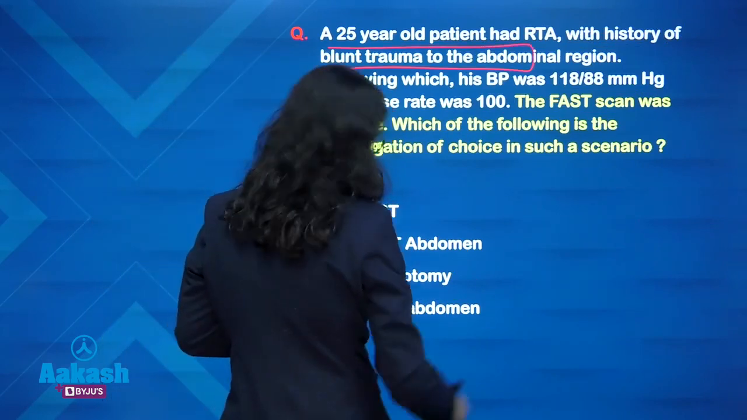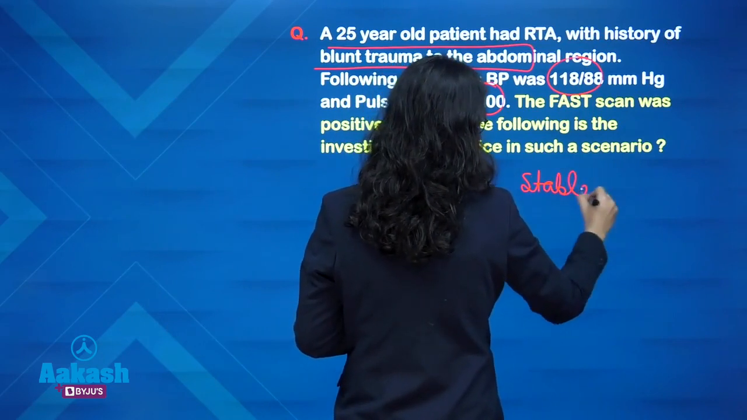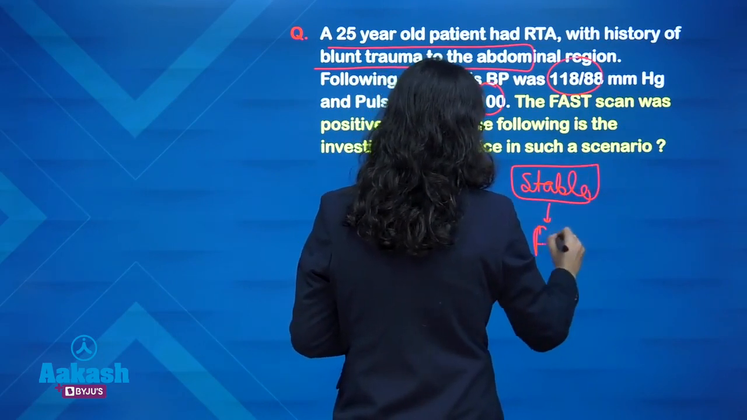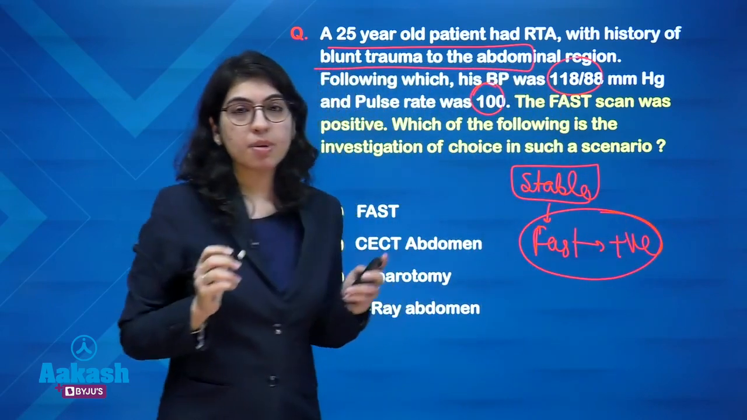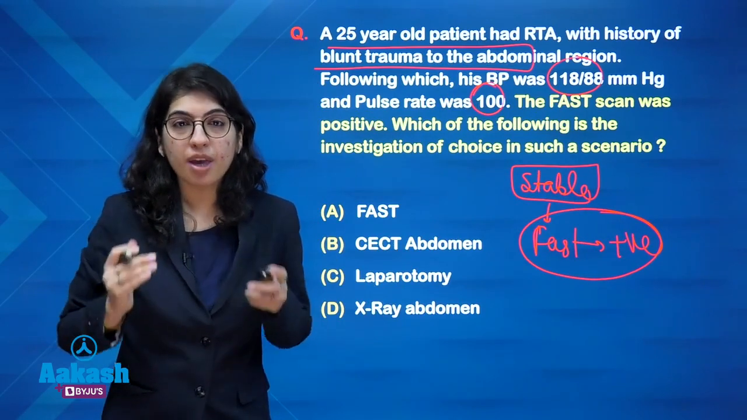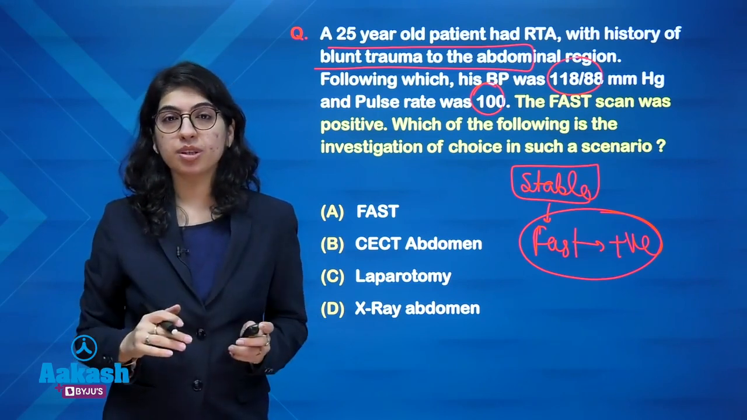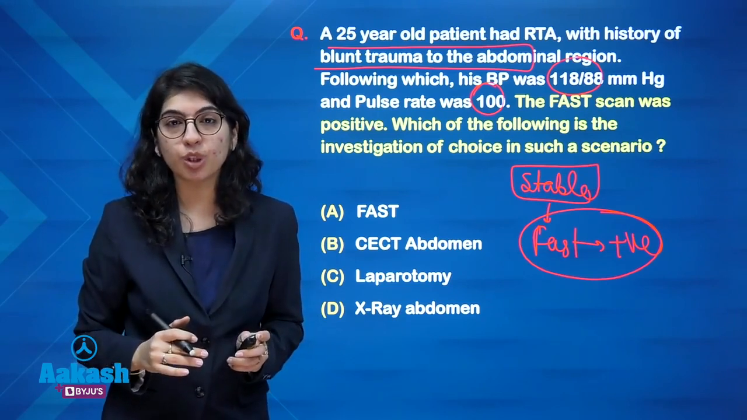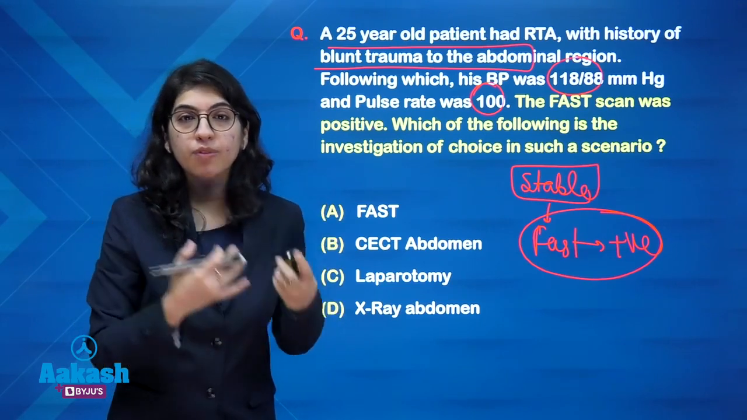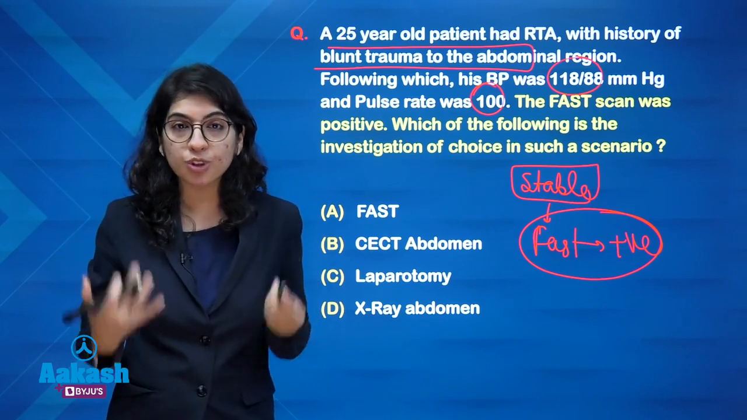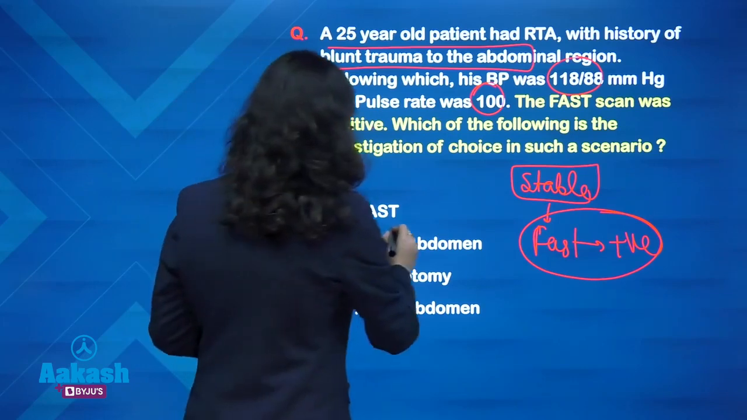Same if the patient has blunt trauma abdomen but the vitals are stable. In a stable patient, if FAST has come out positive, meaning there is some hemoperitoneum, free fluid, now you have the time and the patient is stable, so you can shift the patient for a contrast enhanced CT scan of the abdomen to find out the source of hemoperitoneum. Is it a solid organ injury from the liver or spleen or kidney? What is the source of injury? So in stable patients you can do the CECT abdomen.